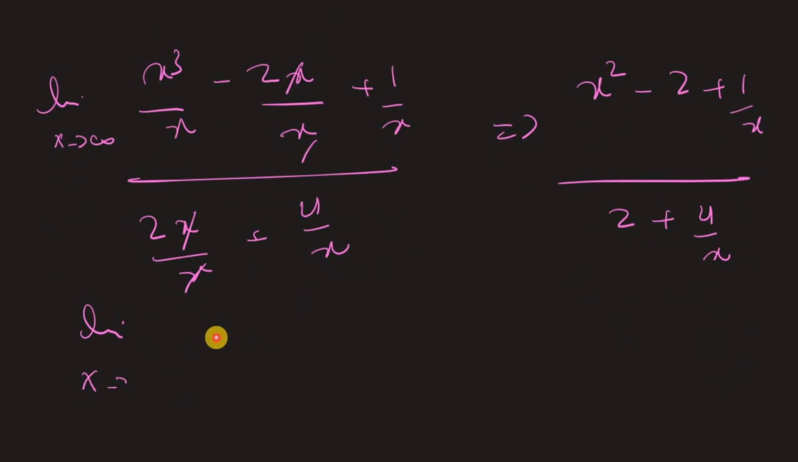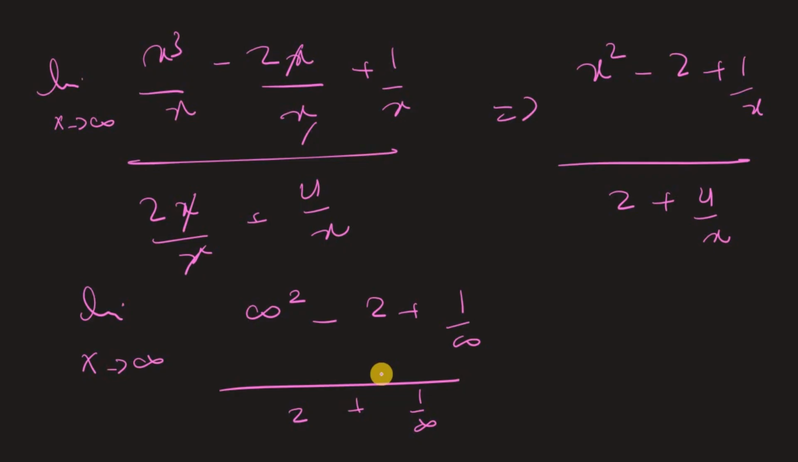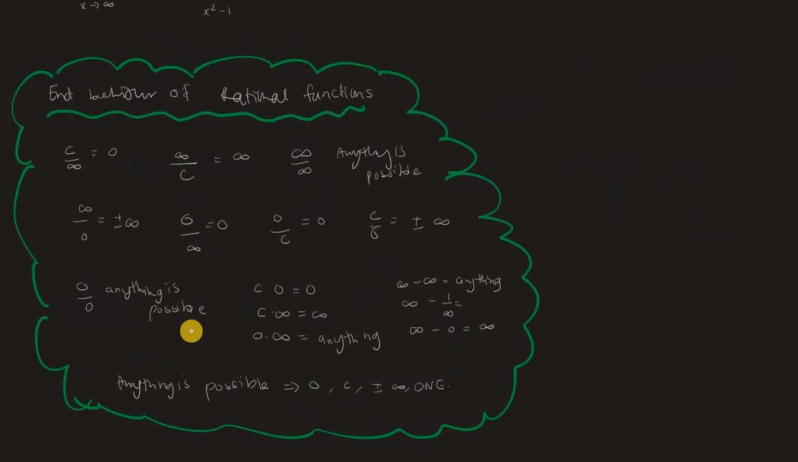So limit as x approaches infinity. Now we're finally going to plug our limit in. So then we get what? We get infinity squared minus 2 plus 1 over infinity, over 2 plus 1 over infinity. And 1 over infinity, as you guys probably know from the table that I've shown you in the previous video, if you want, I can show you in this video as well. This table from my previous video shows that if you have 1 over infinity, that is going to be 0. And if you have a constant over infinity, that is going to be 0 as well. So if you know this table, you're good to go.